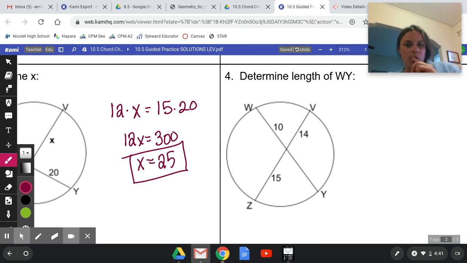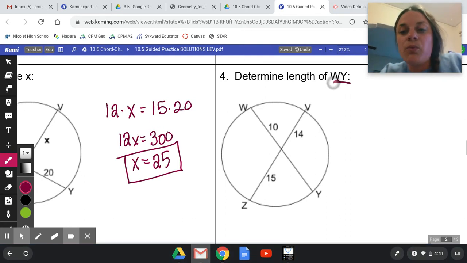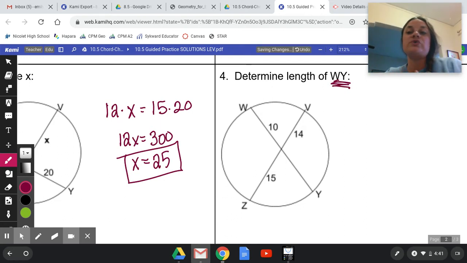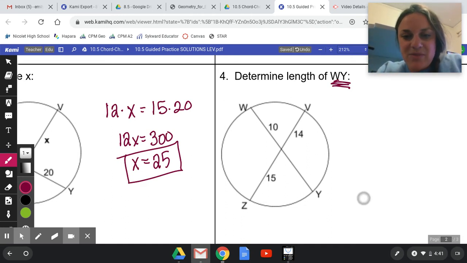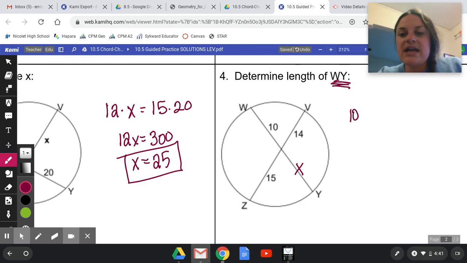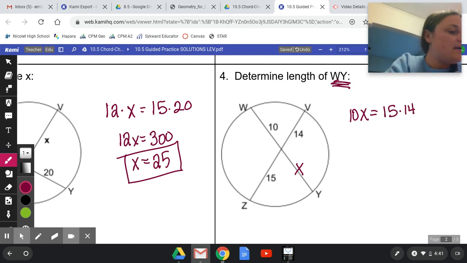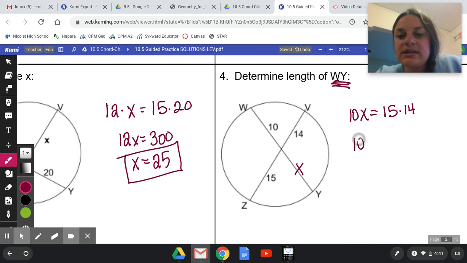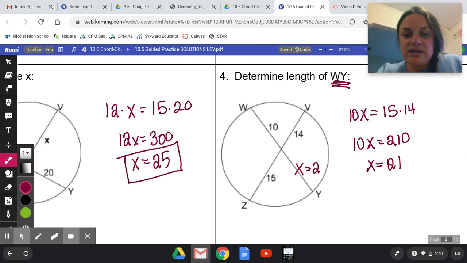All right, so this next one is a little bit tricky. Why is it a little bit tricky? Because now I'm no longer determining the length of x. I'm looking for WY. So what I am going to start by doing is I am going to write in the one side length that I'm missing. I'm just going to call that x. Now I follow the same process as before. 10 times x is equal to 15 times 14. So 10x is equal to 210. X is equal to 21.